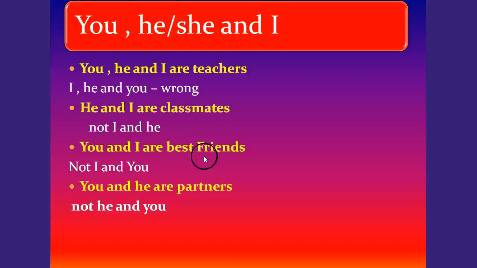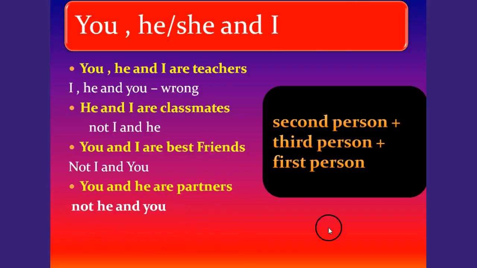"You and I are best friends." Here the third person "he" or "she" is not present. So you can place the second person first, then the first person at last. "You and I," not "I and you." And also you can say "you and he are partners." The second person, then the third person. First person is not here. Not "he and you." So the sequence: second person, third person, then the first person.